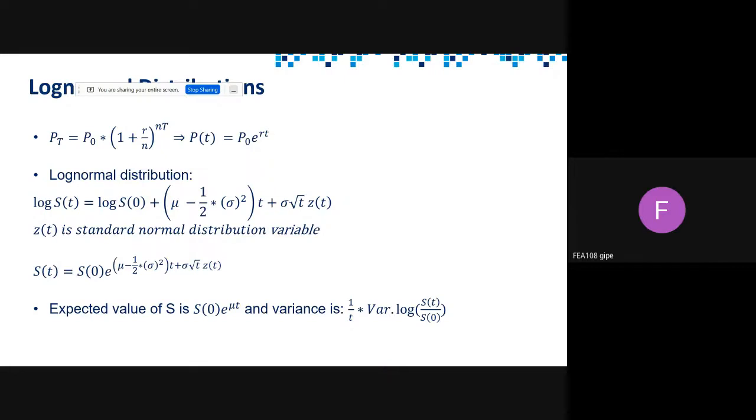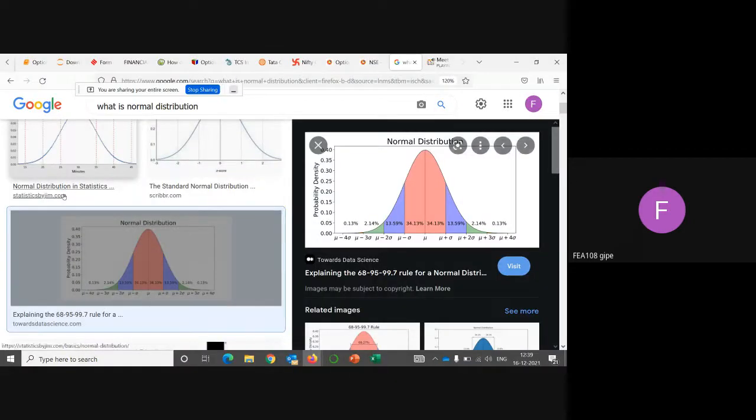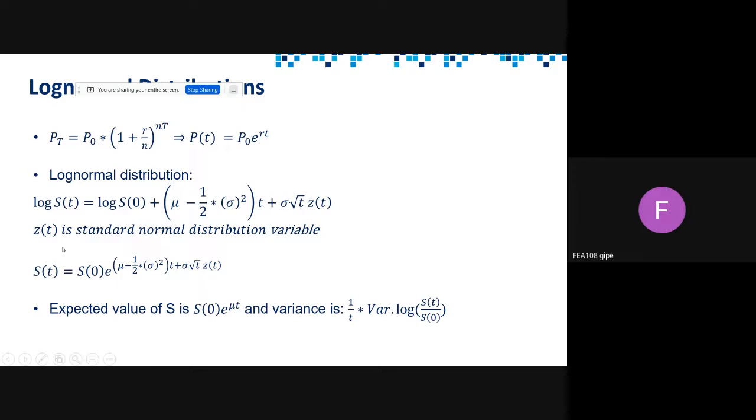What the log normal distribution does is something else. In the log normal distribution, we take the stock price S of t, and what we say is that the log of the stock price is normally distributed. Are you all with me? Anybody with me? Yeah. So the log of the stock price has a normal bell curve, is what we are saying.